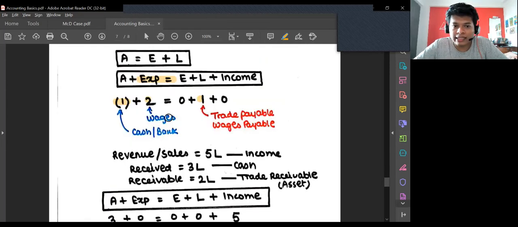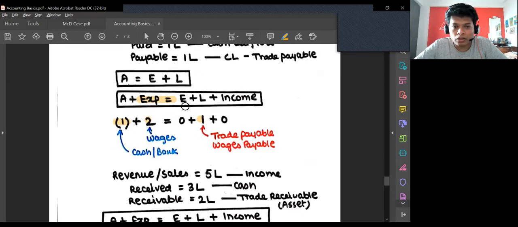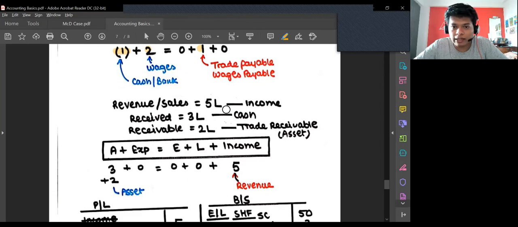Okay. Revenue and sales. So revenue or sales equal to 5 lakhs is the income. Like the earlier example, I had sold my services for 5 lakhs. Out of that, like most clients, they don't pay the entire amount first. So I have received only 3 lakhs, and then 2 lakhs is receivable, right? So 5 lakhs is my income, same as earlier.